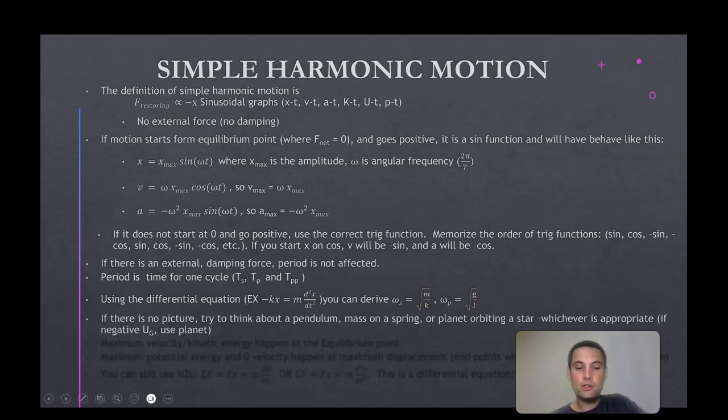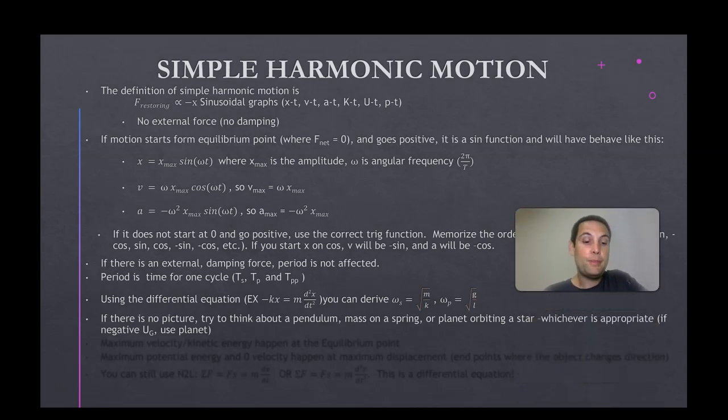If there is no picture, try to think, but the problem mentions simple harmonic motion or oscillation. Think about a mass on a spring, or maybe a pendulum, whatever's more familiar to you. Maybe you want to think about a planet orbiting a star, whichever is appropriate. For instance, if there's a negative potential energy, planet orbiting a star is going to be the right place to go.